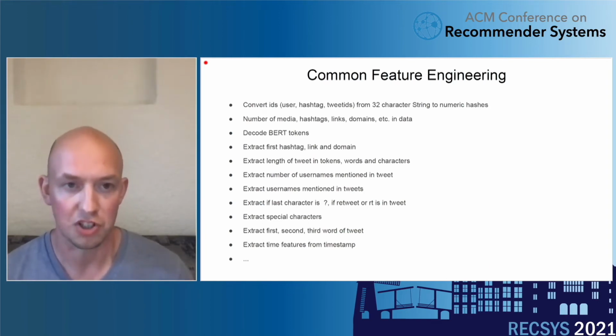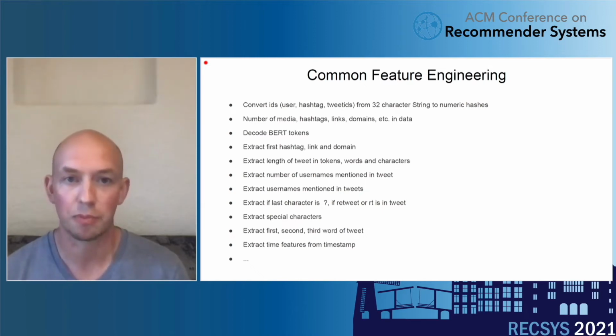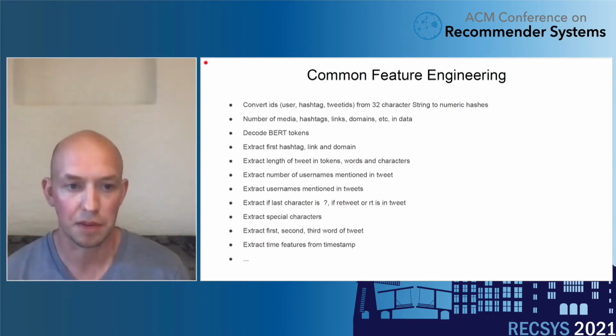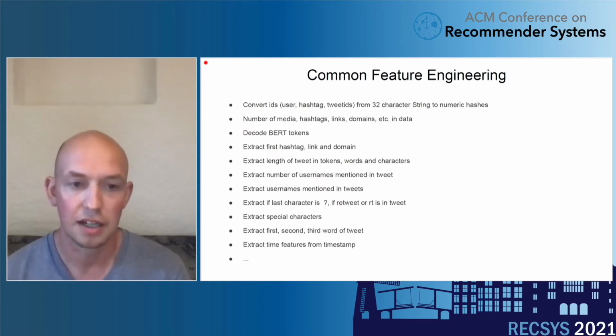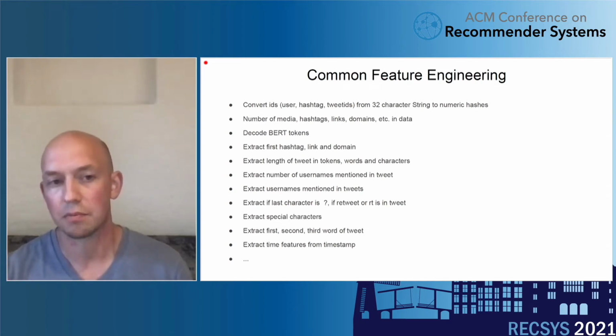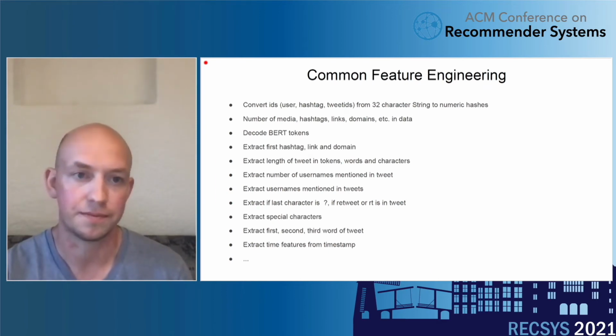Coming first to the first stage: as I mentioned, feature engineering is key. We heard it in a lot of other talks as well. For us, common feature engineering techniques were converting the IDs, extracting the number of media, hashtags, links, and domains in the data, extracting the first hashtag, link, and domain, the length of a tweet, the number of usernames mentioned, which usernames are mentioned, special characters extracted, the first, second, and third word of the tweet, timestamp features, and so on. As you see, there's a lot of domain knowledge inside what we can extract from a tweet, but this helped all of our models to improve the score.